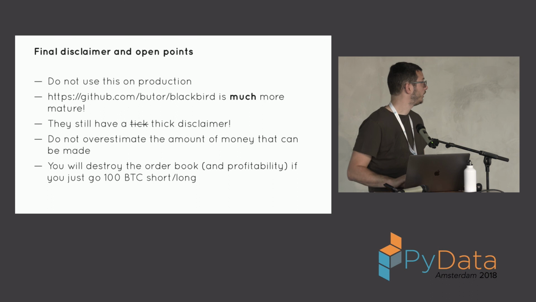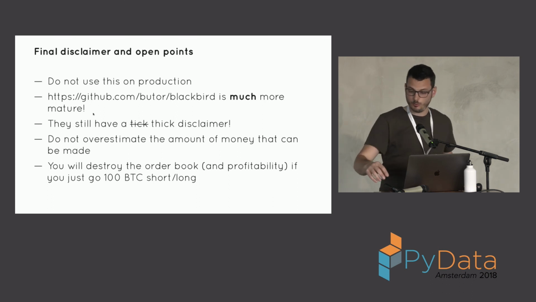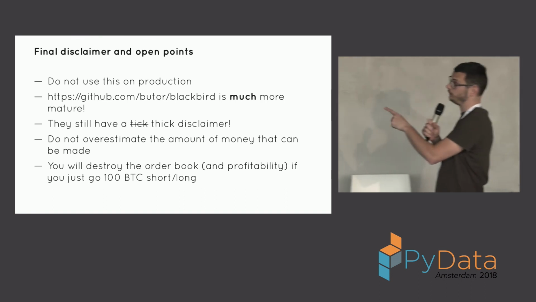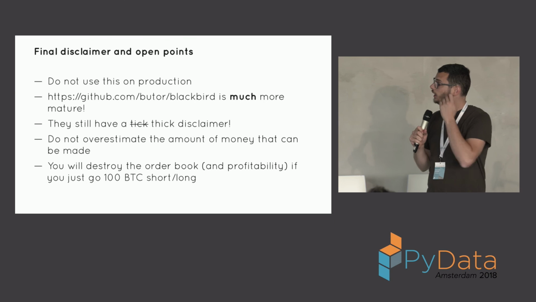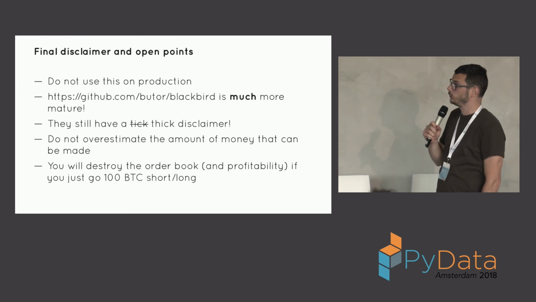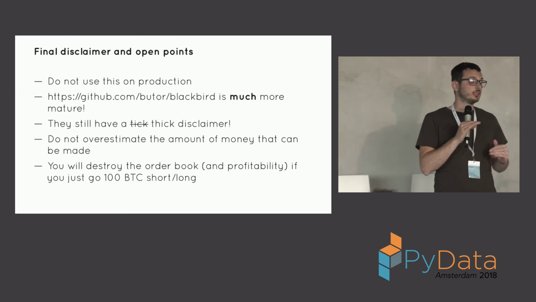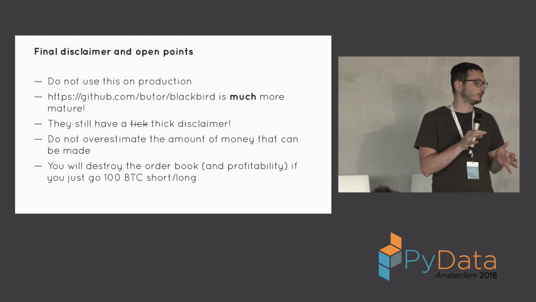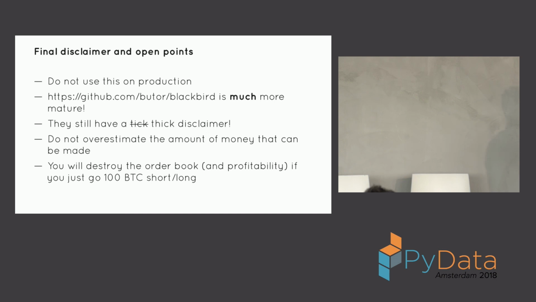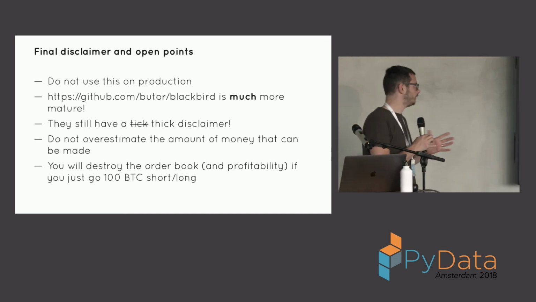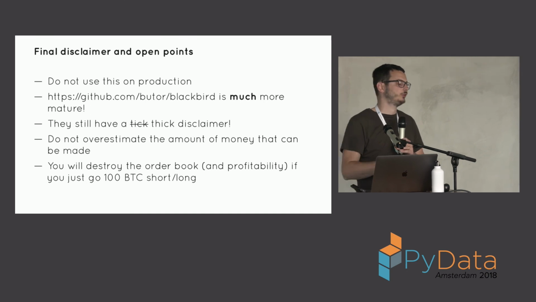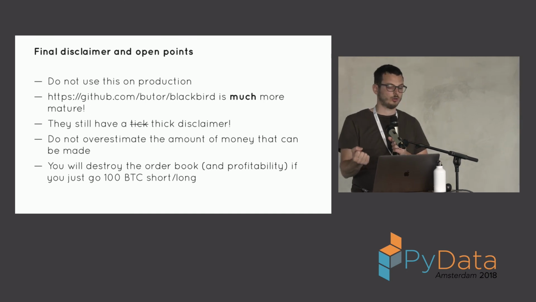Is this real? Well, of course it's real, but do not use this in production. If you want, you can use Blackbird, a program written in C and C++, which is much more mature, but they still have a thick disclaimer that, if you use it with your own money, you're on your own. And then, of course, do not overestimate the amount of money that can be made, because you will destroy the order book if you just want to go, for example, 100 Bitcoins short and long.